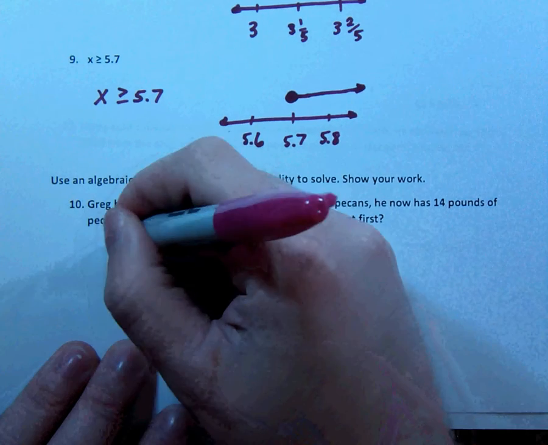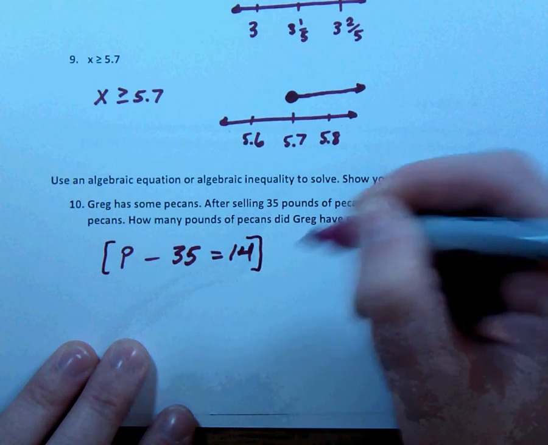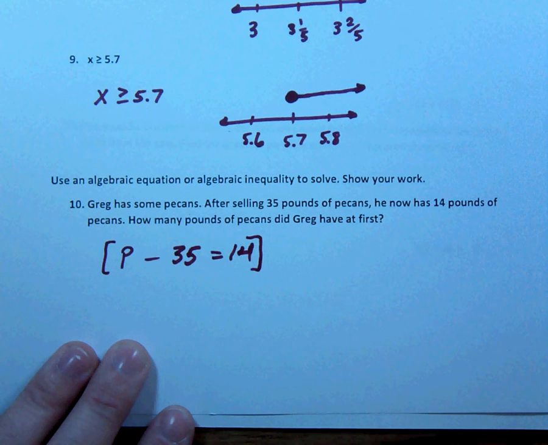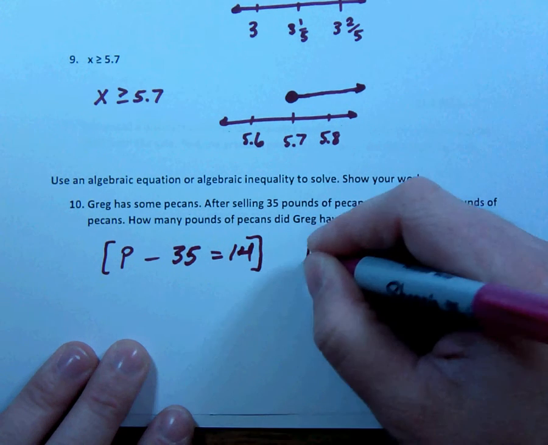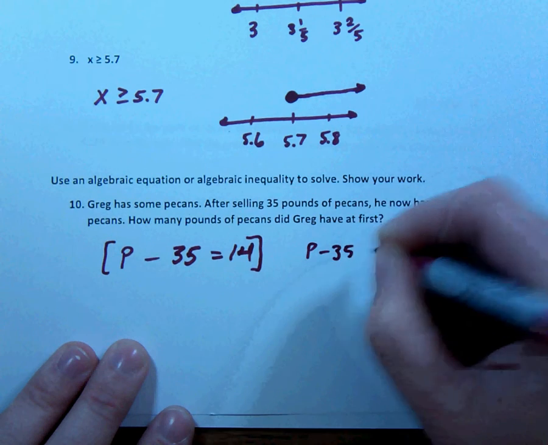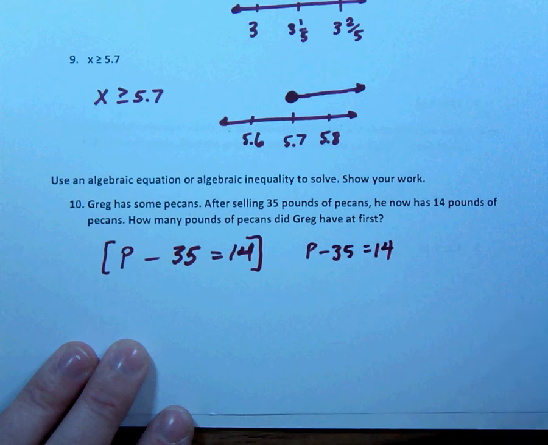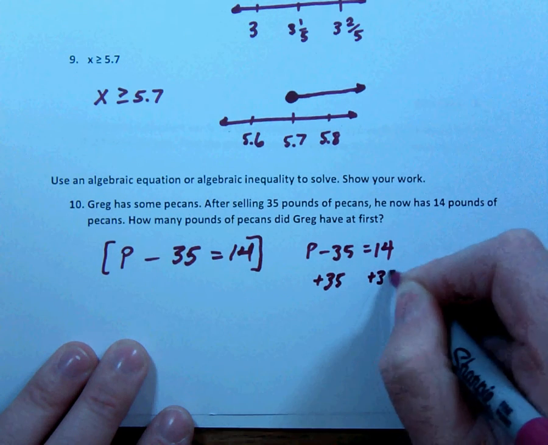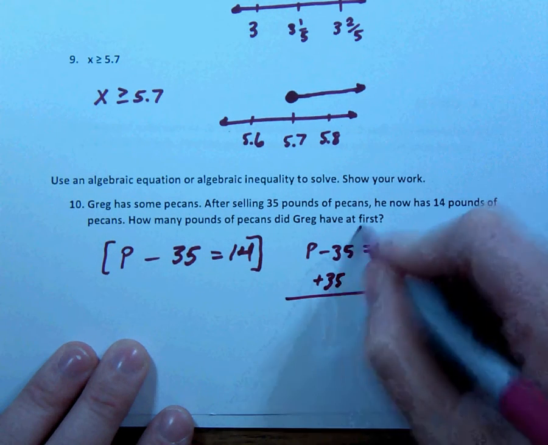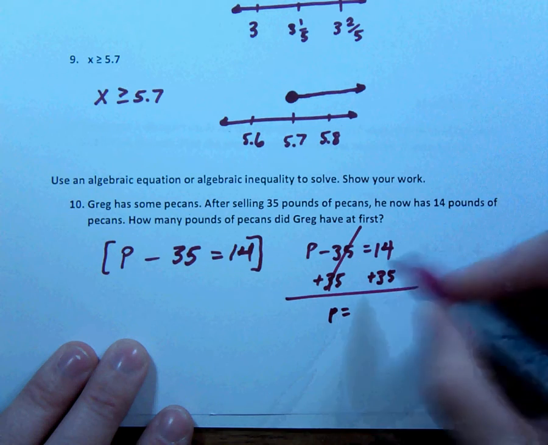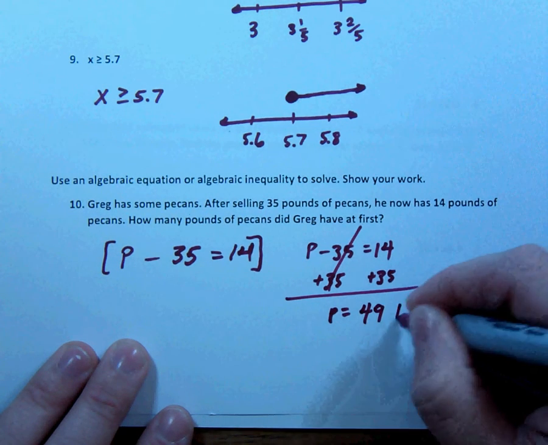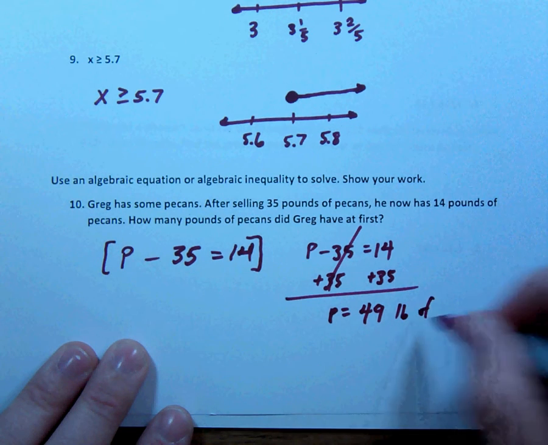Now, I'm going to tell you this right now. On the test, that's going to be 1 point, because that's my equation. There's going to be a second point for solving the equation. So this is minus 35. I want to add 35 plus 35. That goes away. P is equal to 14 plus 35, which is 49 pounds of pecans.